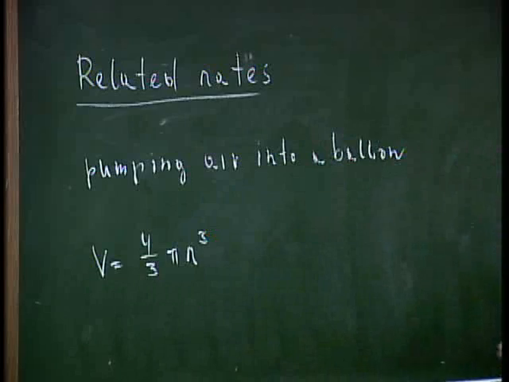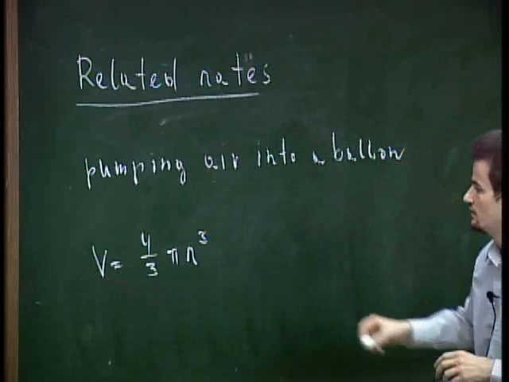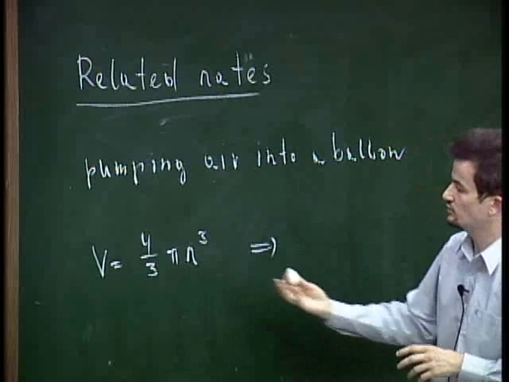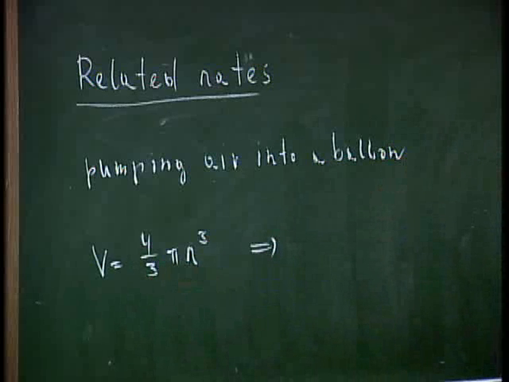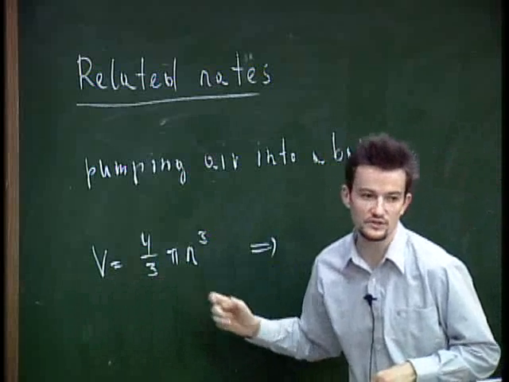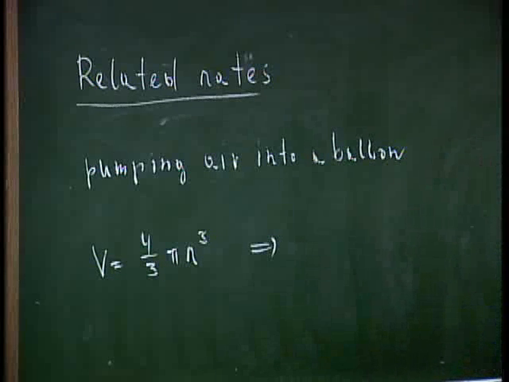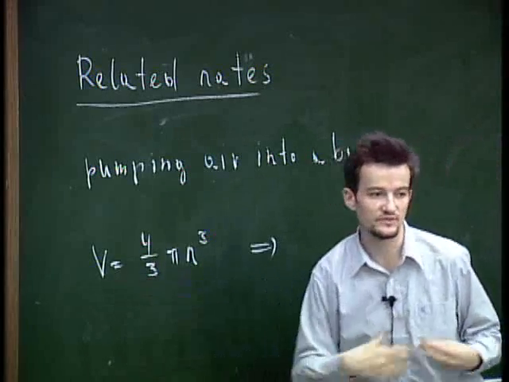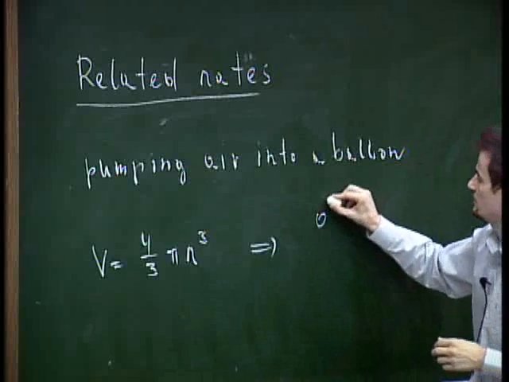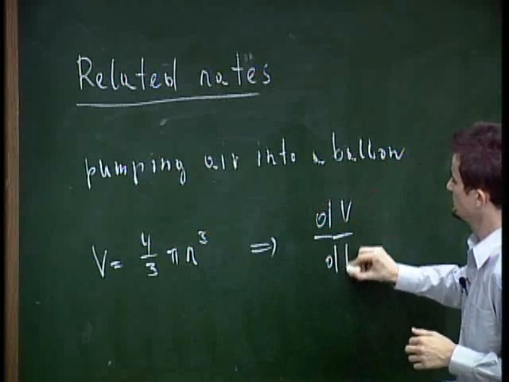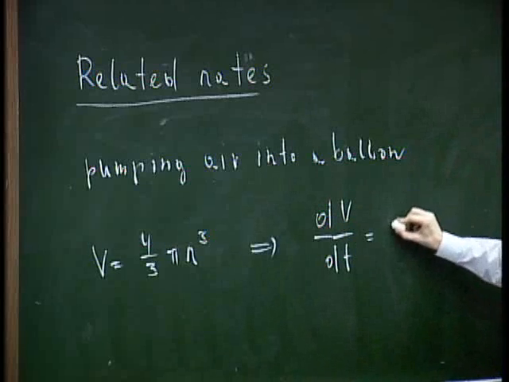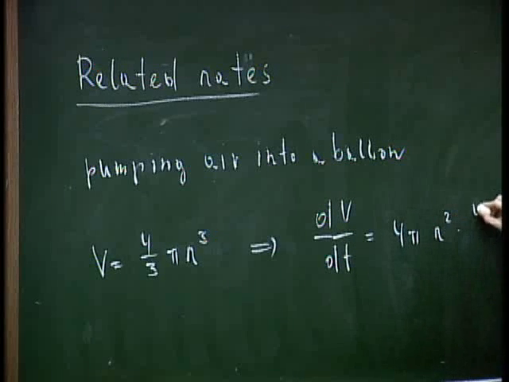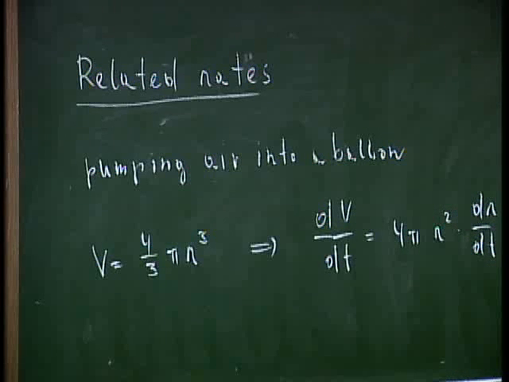And if you now want to know the rate of change of the volume, what you use here is just implicit differentiation. You assume that all the quantities now depend on the time. As you blow air into the balloon, the radius is changing with the time, and the volume is changing with the time as well. So you see that dV over dt is equal to 4 times pi times r squared times dr over dt.